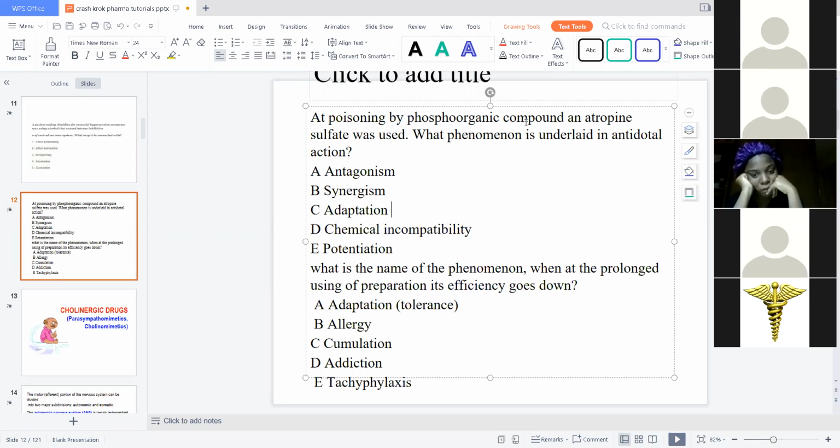Please, I want you to take note of this question. It comes out every year. The treatment for phosphoorganic poisoning is atropine, and the mechanism is antagonism. Okay, does anyone have any questions? We're moving on to a new topic. Any questions? No? We've not done the next question.